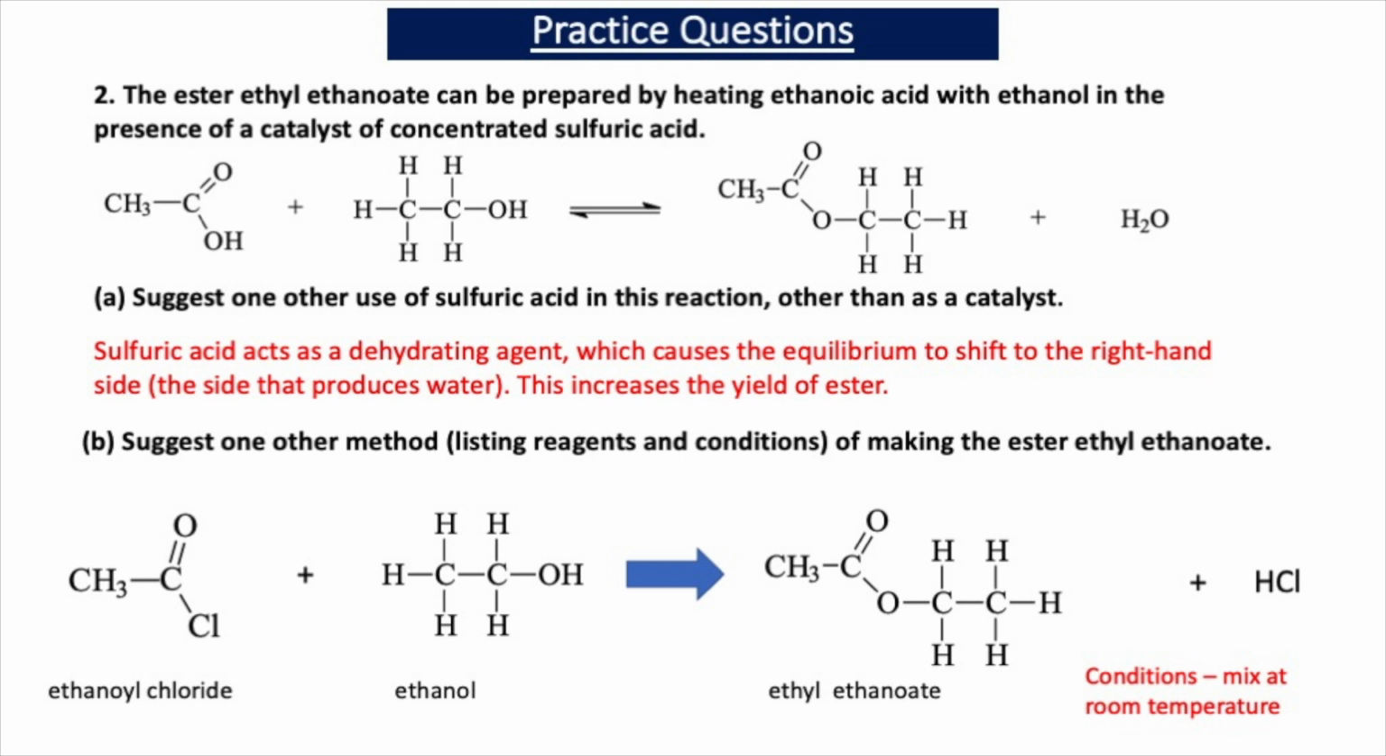To make the ethyl part of the ester you need ethanol, and when you react an acid chloride and an alcohol together, you don't need a catalyst and you don't need to heat it up. So all you need to do is to mix the acid chloride and the alcohol together at room temperature to make this ester.